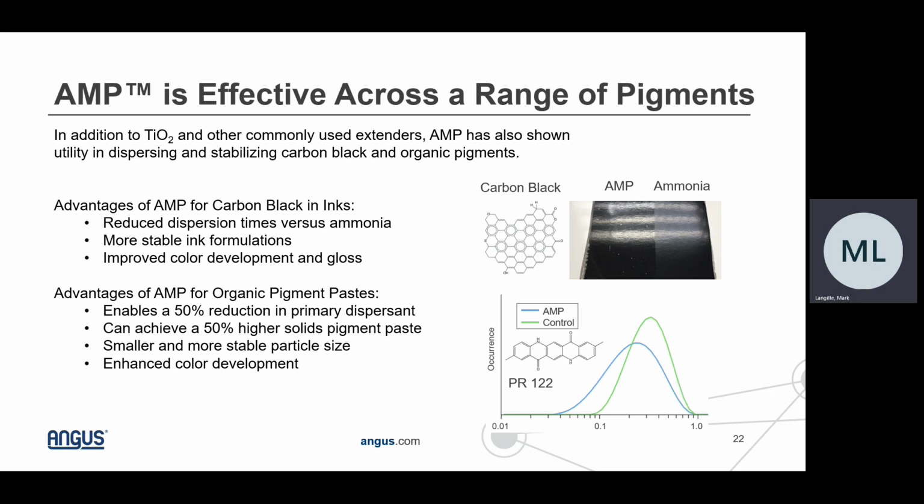In the case of the organic pigments, particularly for our studies with PR122, we saw that you can greatly increase the pigment solids of the paste while reducing the existing dispersant required by about 50%. And so this yields organic pigment paste with smaller and more stable pigment particles. And importantly, we do see a trend towards higher color strength when using the AMP-containing pigment paste to tint a white base paint.